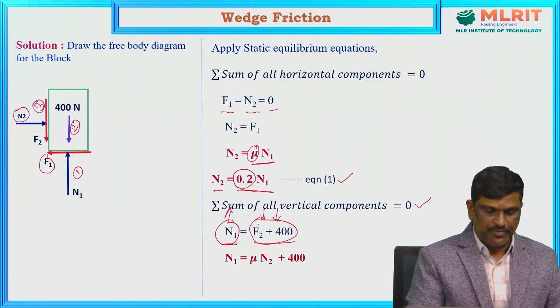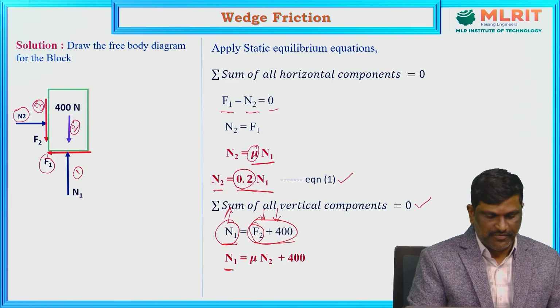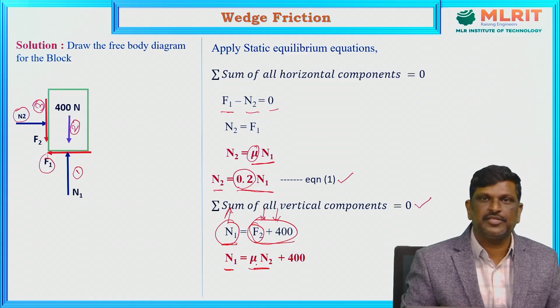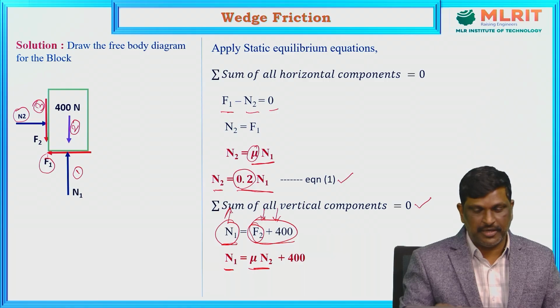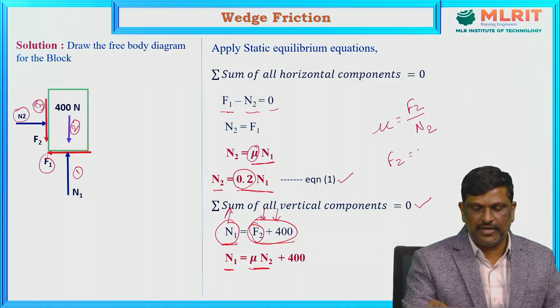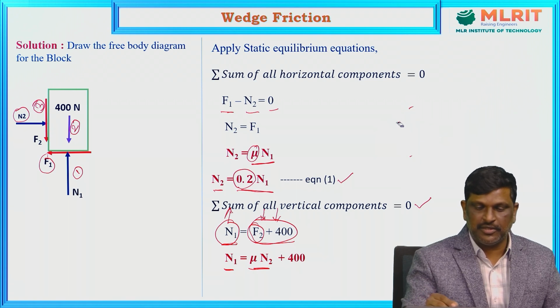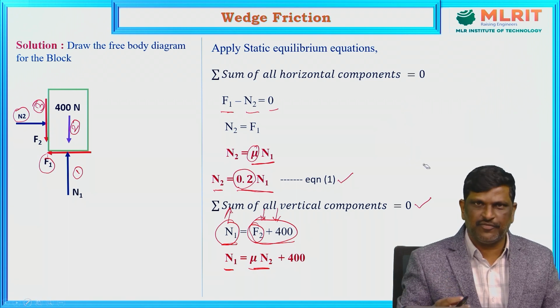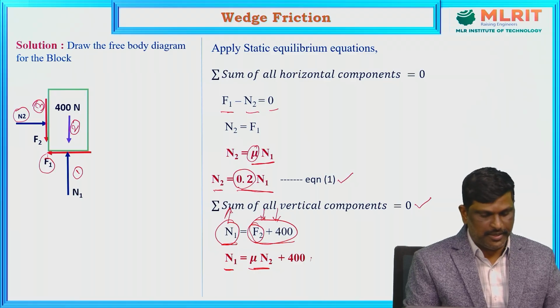Now substitute F2 in terms of N2. The same relation I have used, the same relation between friction and normal reaction. Mu is equal to limiting friction divided by normal reaction. So from this, F2 is equal to mu into N2. This is the relation between friction and normal reaction, or otherwise it is the definition of the coefficient of friction itself. So N1 is equal to mu into N2 plus 400.